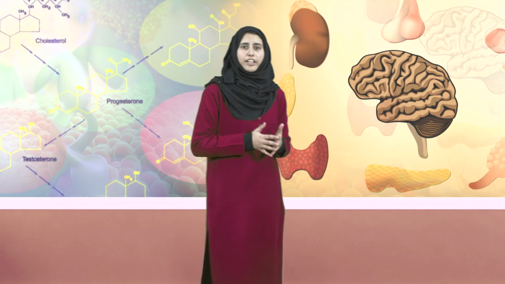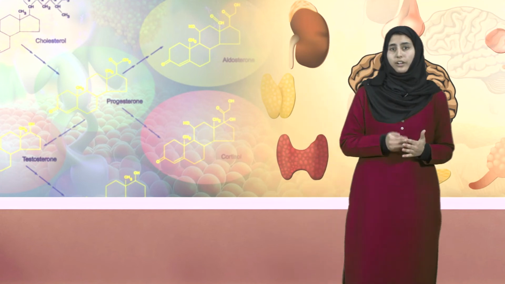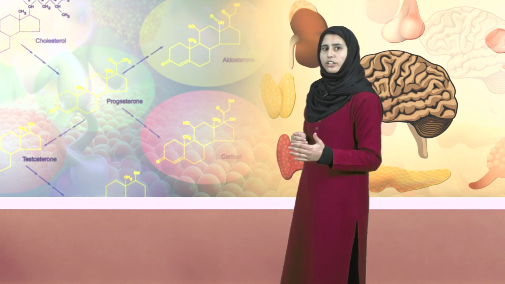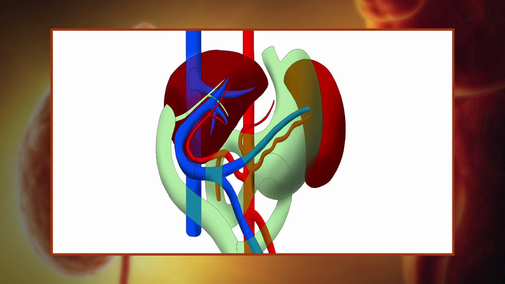Now, the effects of glucocorticoid on depression of immune responses. High doses of glucocorticoids depress immune responses. For this reason, glucocorticoids are prescribed for organ transplant recipients to retard tissue rejection by the immune system.